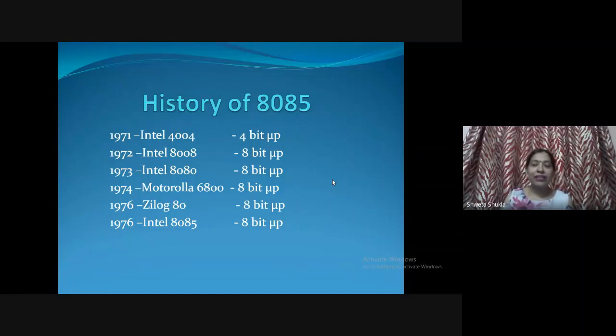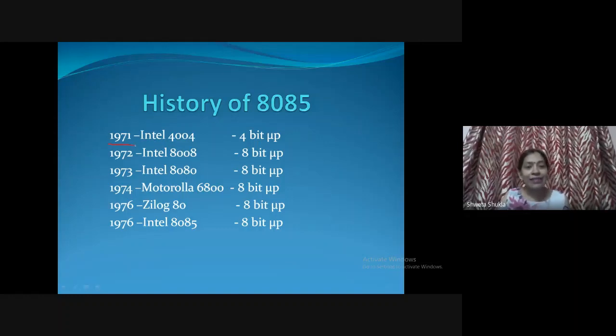In the last lecture we dealt with the basics of computers and its different devices. Okay, so now we will deal with the history of the 8085 microprocessor. That means from where actually this microprocessor came into existence. Okay, so let's start with the 8085 history.